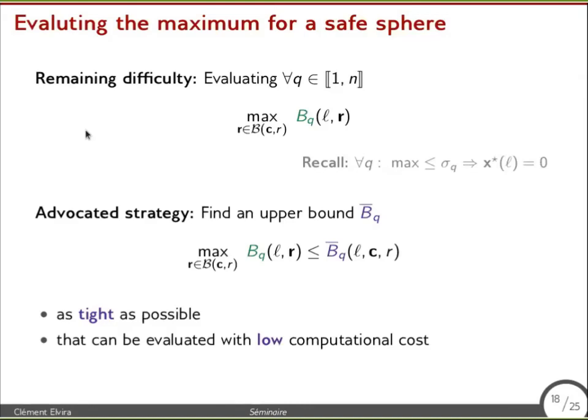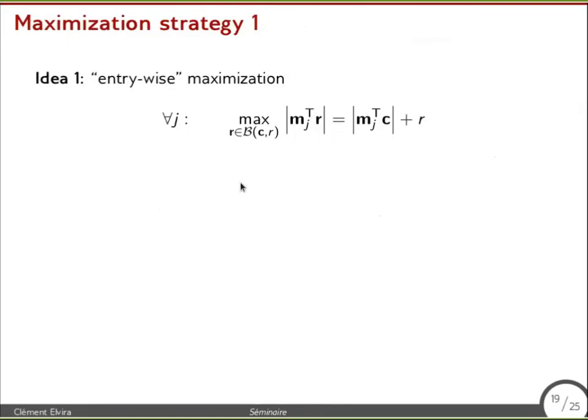So the last difficulty stands in the evaluation of the maximum problem that appears in the design of the test. And the problem is that we cannot solve exactly this optimization problem. So the strategy that we will advocate is, as I said before, to find an upper bound that is as tight as possible and with low computational cost. So I will try to provide some insight of what we have done. I see that I have, in fact, 2 minutes left, so I am a bit late. Sorry, so I will be quick on this one.